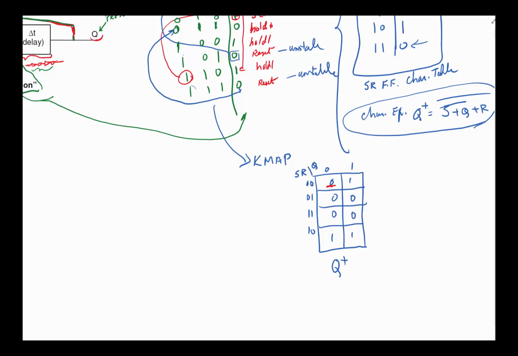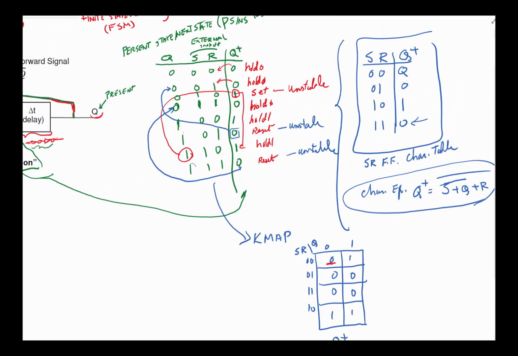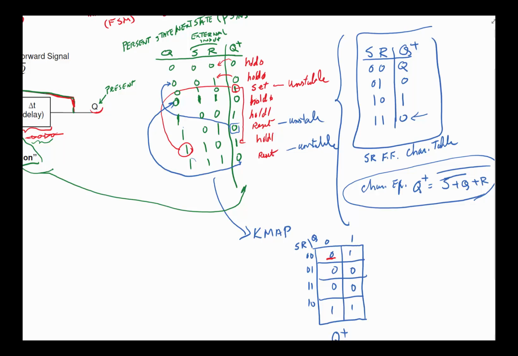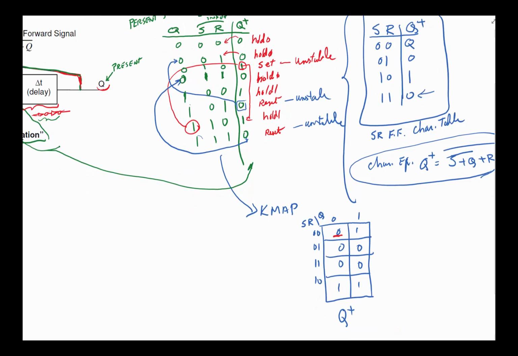If S is 0, R is 0, and Q is 1, because the table tells us if S and R are 0, Q will not change. That is a stable one too, because Q was 1, Q plus is 1, nothing is going to change. Okay? When Q is 0, R is 1, S is 0, then Q, that we don't care, is going to always be 0. So this is going to be 0. We came from 0 to 0. All is good. So that's stable also.